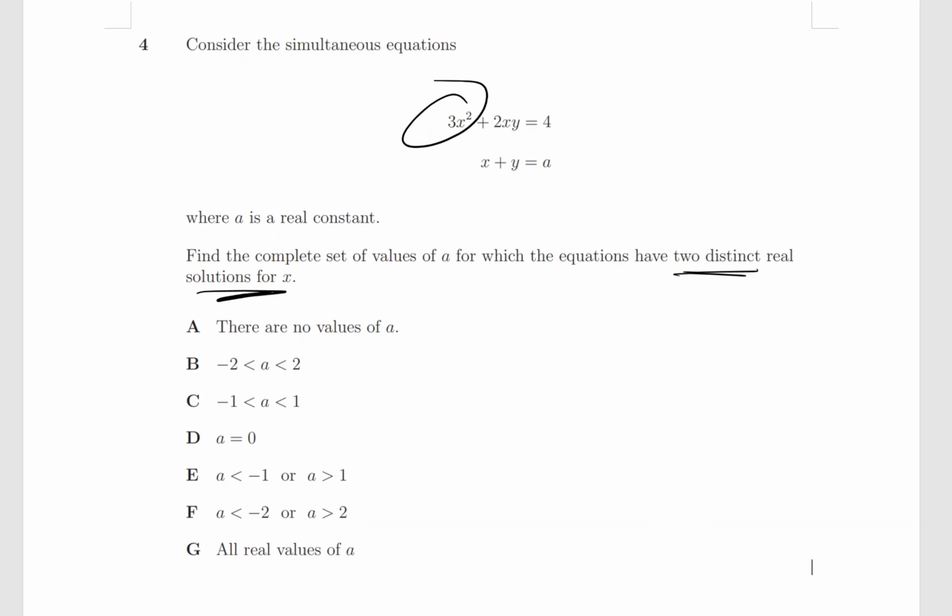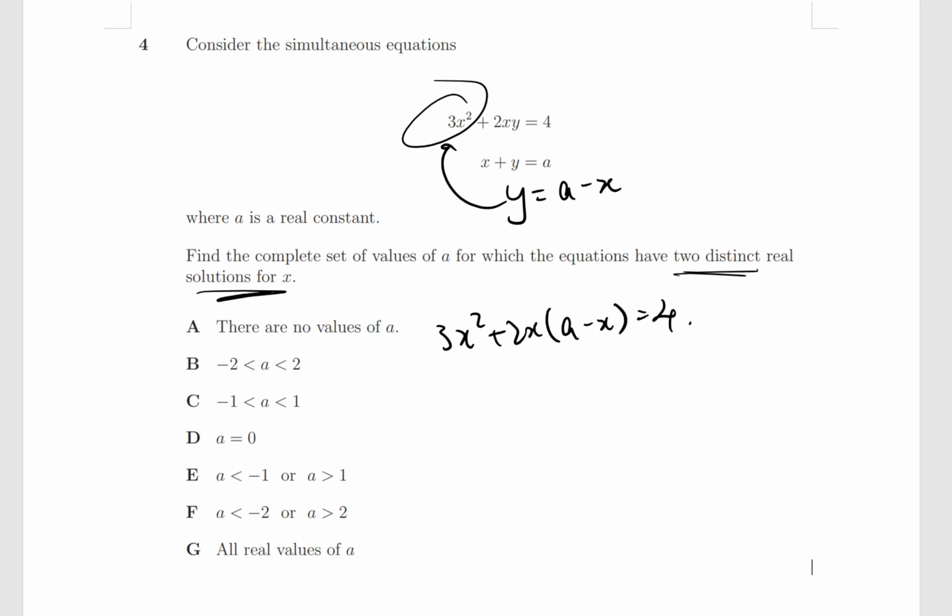And that's good news because we see the 3x squared there. So that makes sense. Right, so we don't want the y's and we want to be left with x's. So let's put y as the subject here and let's try to substitute it in the first equation and see what we get. So if I sub that in the first equation, I get 3x squared plus 2x multiplied by a minus x equals 4.